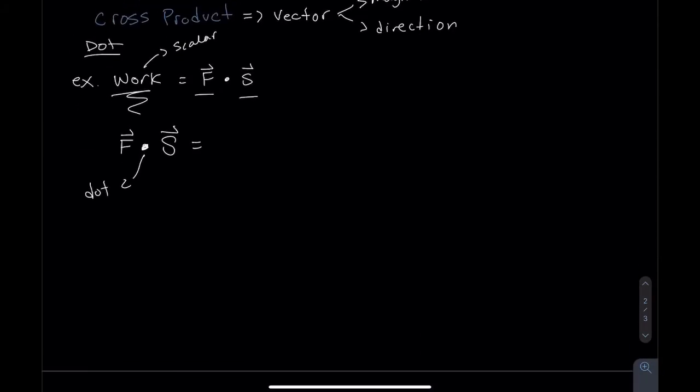So let's say we want to multiply force times our displacement. And notice we're using a dot. So it's very important we get this notation right. That is going to be equal to the magnitude, or the absolute value, of vector F, the force, times the magnitude of displacement. And then we're going to multiply everything by the cosine of the angle.